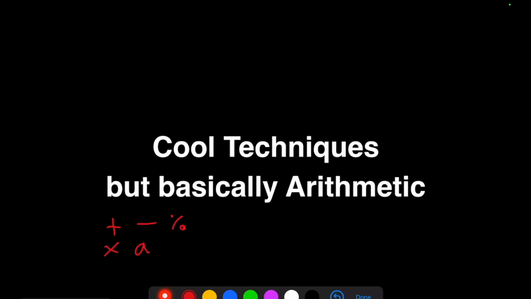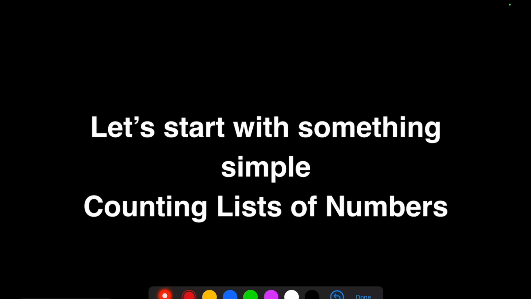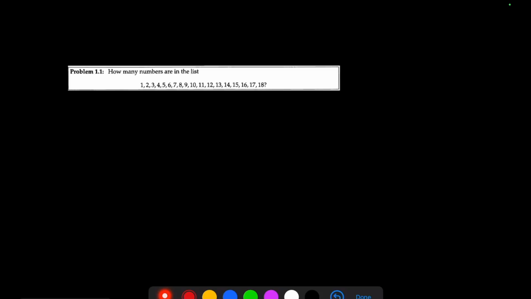All these cool techniques have fancy names and are kind of complicated. But at heart, they're just arithmetic: addition, subtraction, multiplication, division, and exponentiation. So let's start with something simple, counting lists of numbers. I know I said not all problems are like that, but it's a good place to start. Pause and see if you can solve it, and once you've solved it, unpause and continue.